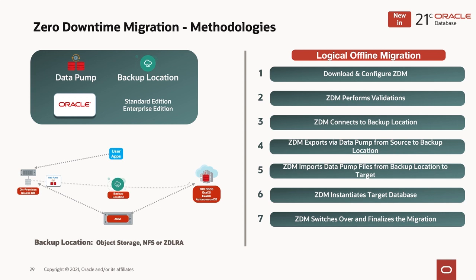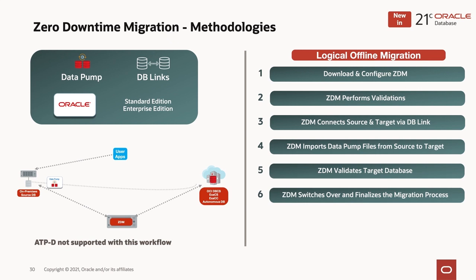Now, how does it work? Well, logical offline migration with a backup location works as follows. Of course, you download and configure ZDM and provide all the information in the response file, and then issue the migration command. ZDM will then perform all the different validations, connect to the source and target, and connect to the backup location. We'll do an export via Data Pump from the source database to the backup location, then we'll do an import of all the Data Pump dump files that are in the backup location to the target database. We'll use that to instantiate a target database, and when it's ready, we'll perform a switchover and finalize the migration process for you.